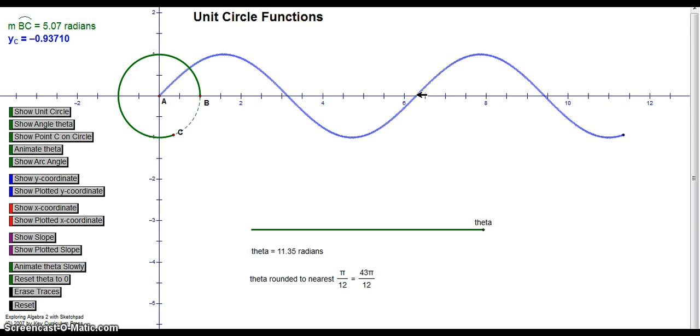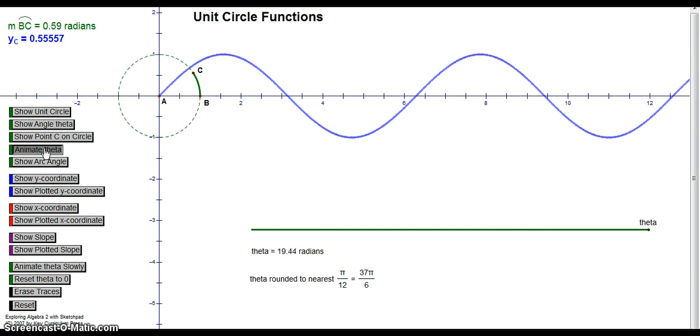Up to this point right here where I have the cursor, that is one revolution or one period of the sine function. Remember we talked about periodic functions, so sine and cosine are periodic functions, which means that they're cyclic, or they're just going to continue on forever. So I can see that that's going to continue on.